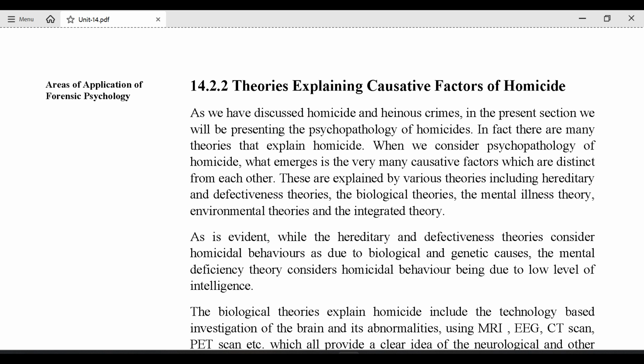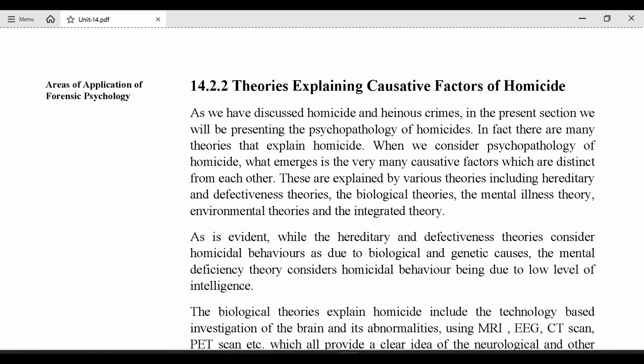14.2.2 Theories explaining causative factors of homicide. As we have discussed homicide and heinous crimes, in the present section we will be presenting the psychopathology of homicides. In fact, there are many theories that explain homicide. When we consider the psychopathology of homicide, what emerges are the very many causative factors which are distinct from each other.